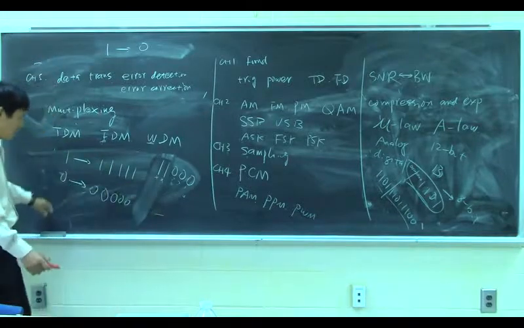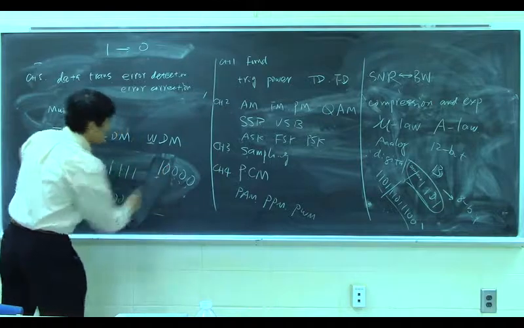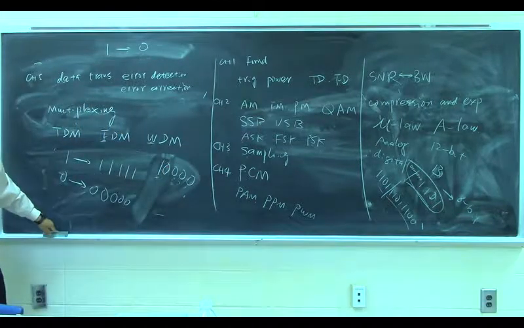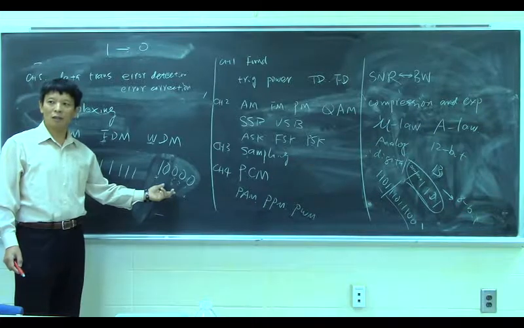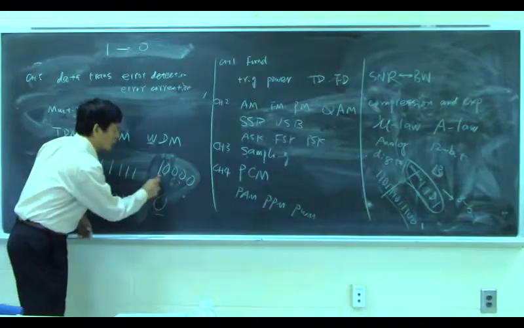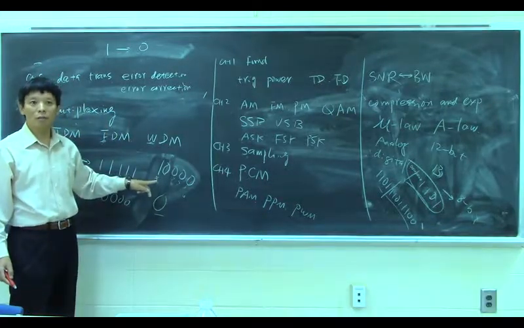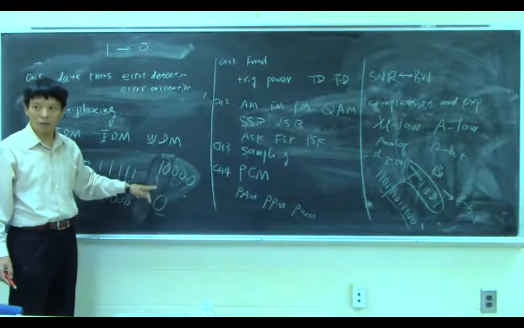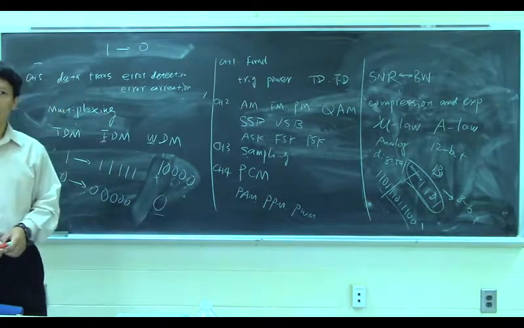Let's make this a little bit more straightforward. Suppose you receive this one. Now you decide what my transmitted data is. 0, right? So this bit is the only mistake. It's the only error. So you can automatically correct this one.